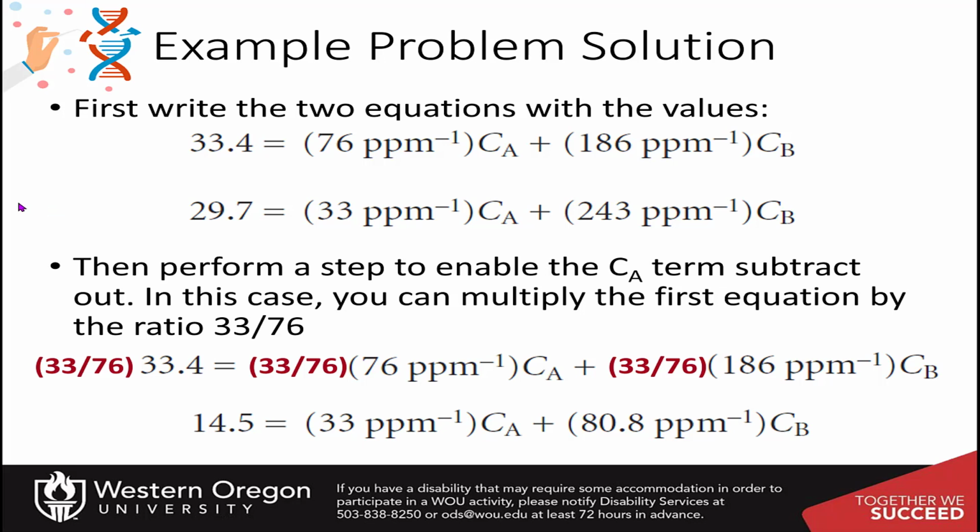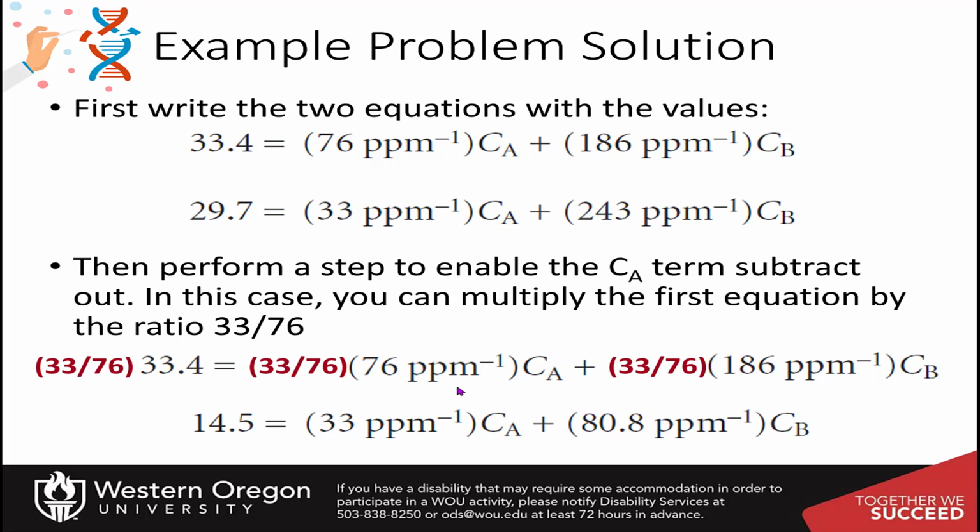So then we perform a step that will enable one of the terms to subtract out. We're going to pick Ca, and we're going to want to subtract equation 1 from equation 2, but we'll want the Ca term to cancel out and be 0. To do that, we have to get these equal to each other, right? So we need to get rid of the 76 and we need to get a 33 here. If we multiply this term by 33 over 76, the 76's will cancel out and we'll get 33 there. So that's how we're going to do this.